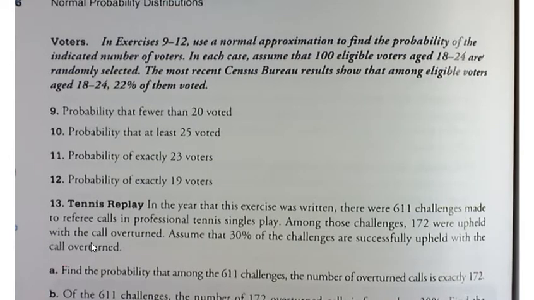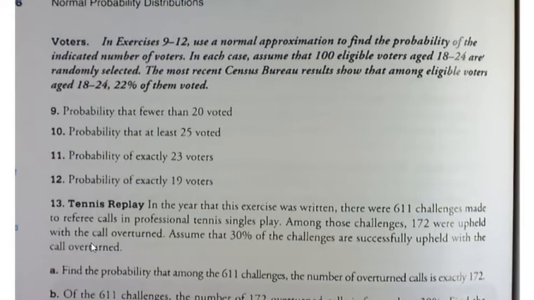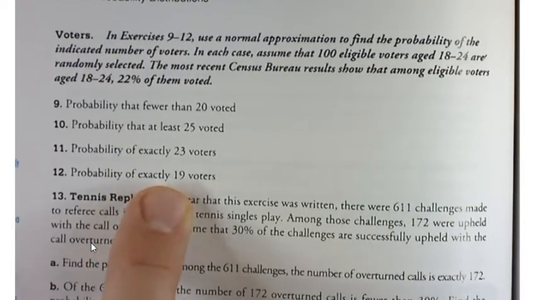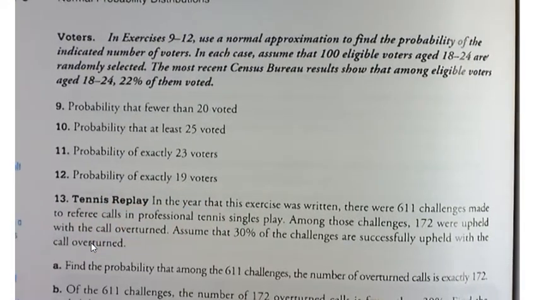22% of them voted. Wow, you guys aren't very good. 22%? You're so lazy. All right, just kidding with you. We want to find the probability of exactly 19 voters. I wonder if you guys are different. You guys, should we take a survey? How many voted in the last election? All right. Clearly, you guys are head and shoulders above the Census Bureau data for this. All right, so good on you.